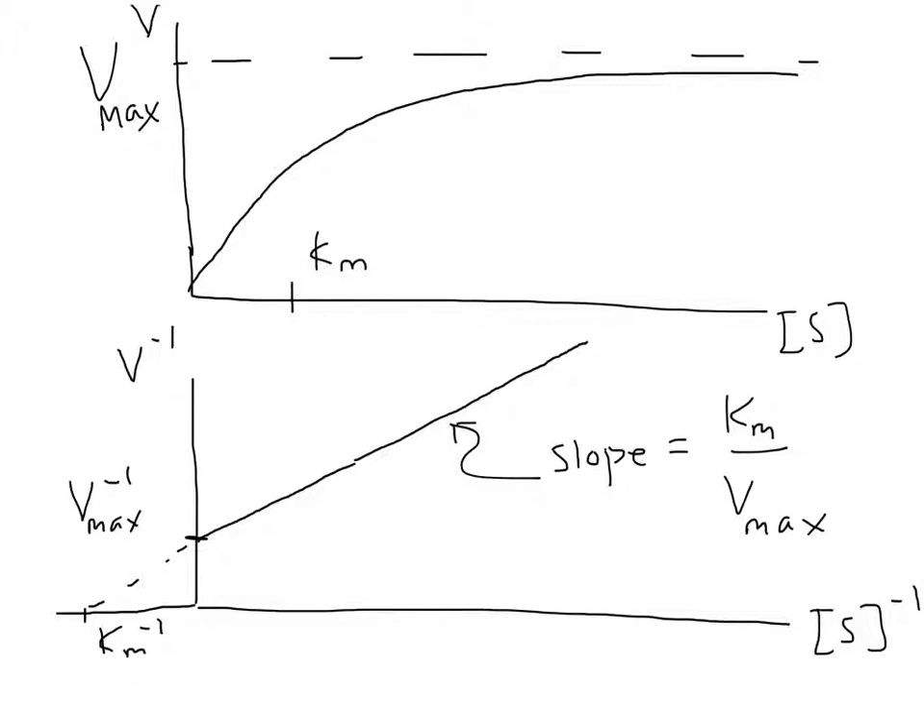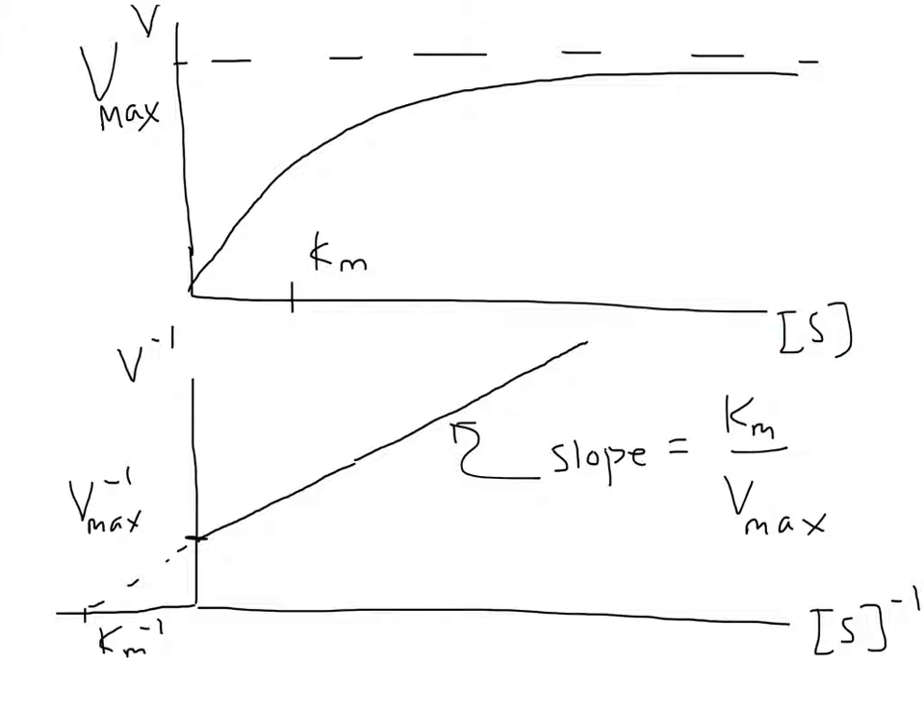Here I have a graph of the reaction velocity, just like I plotted before, starting out at 0, a hyperbolic curve that goes up to a maximum reaction velocity, and at a value of the substrate concentration equal to Km, you get Vmax over 2. Below that I have the same reaction velocity but plotted using the reciprocal variables. So 1 over the velocity and 1 over the substrate concentration. Now let's think about what this does.